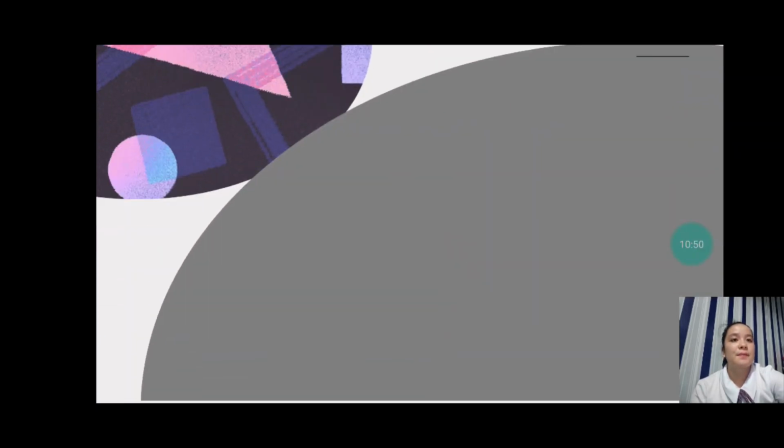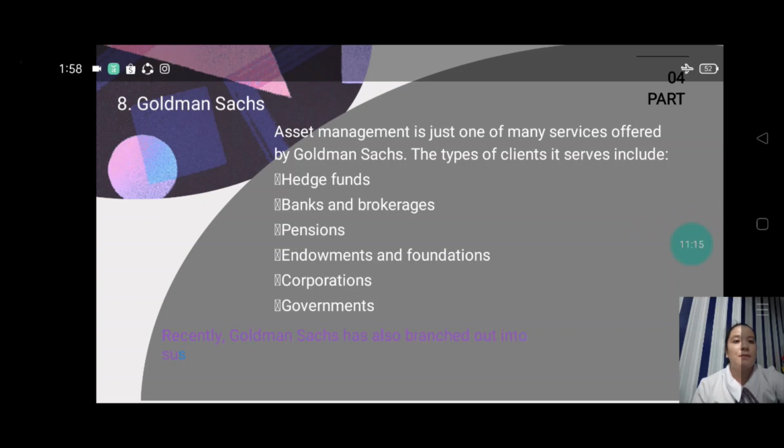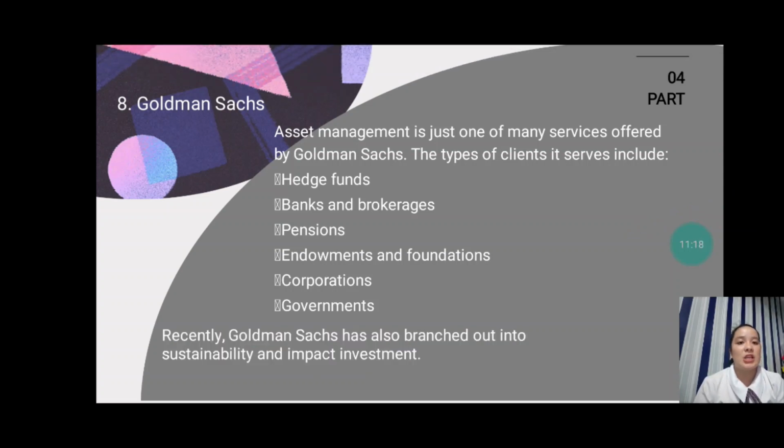Next is Goldman Sachs. Asset management is just one of many services offered by Goldman Sachs. The types of clients it serves include hedge funds, banks and brokerages, pensions, endowments and foundations, corporations, and the last one is governments. Recently, Goldman Sachs has also branched out into sustainability and impact investment.